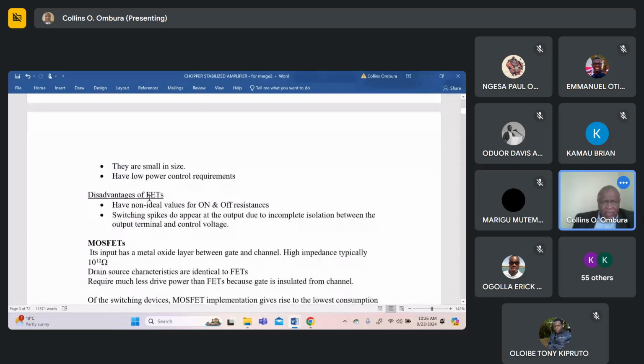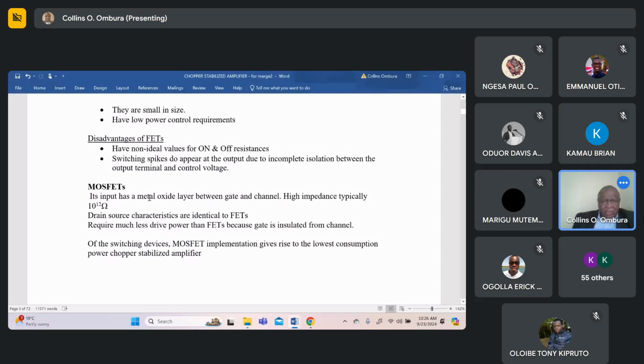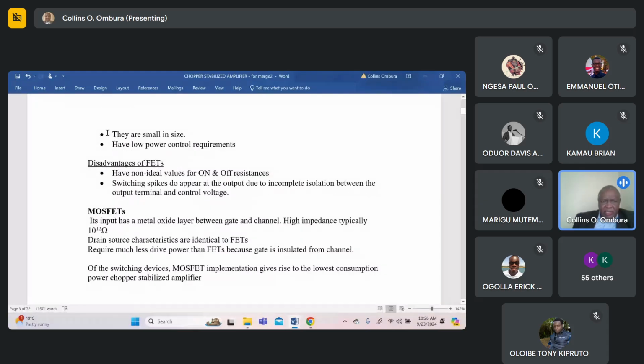I've given some other advantages over there. They're small in size, and they also have very low power requirements to switch the device on. We call that the power control requirements. This is the driving voltage to the switch.